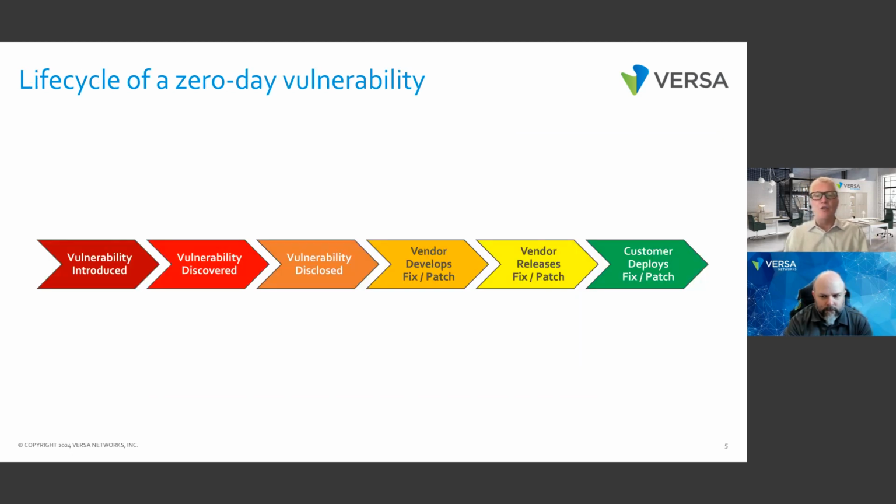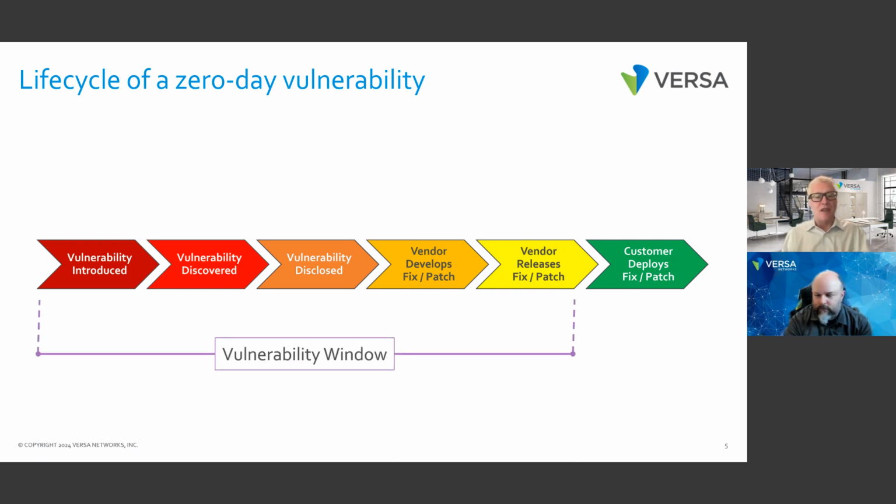So why is that time frame important? Well, let's take a look at what the lifecycle of a zero-day vulnerability looks like. First, a vulnerability is discovered in the wild, and someone lets the vendor know about it. The vendor develops and releases a security patch, and then you patch your systems. Now, during this time frame, there's a window of vulnerability during which you're open to attack by this zero-day exploit. This is the window of vulnerability when you're exposed.